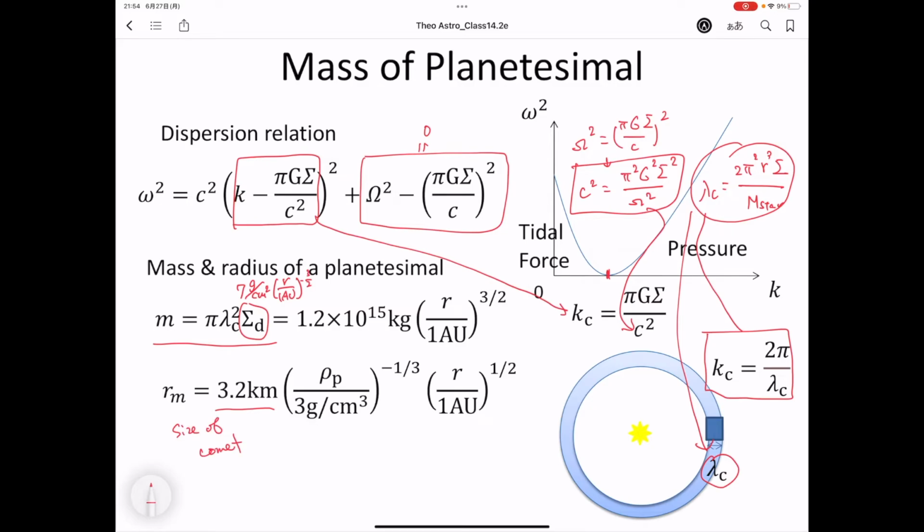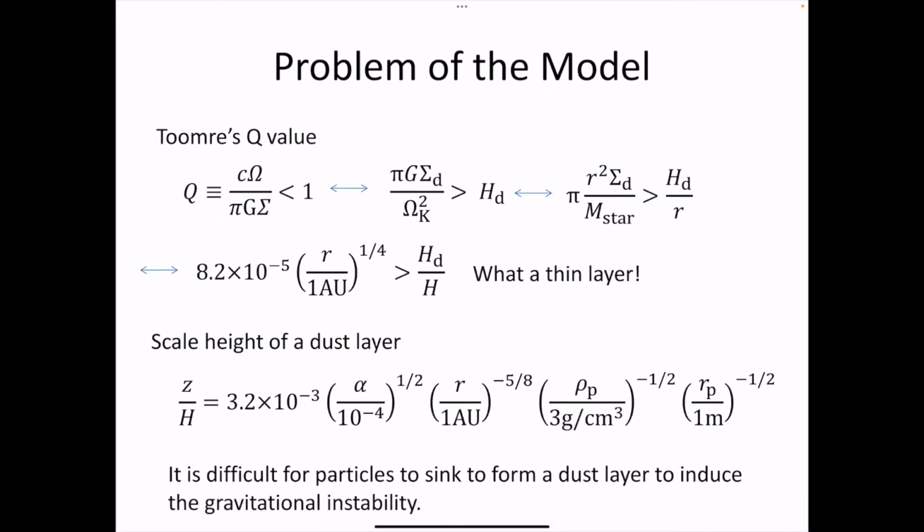So it is nice to find a mechanism to form planetesimals from small solid particles. But we still have a problem to be solved. So, the problem of this model. From the Toomre Q value, we can estimate the scale height of the dust-rich layers. The dust-rich layer scale height should be less than 8.2 times 10 to the minus 5 of the scale height of the gas. This is a really thin layer.